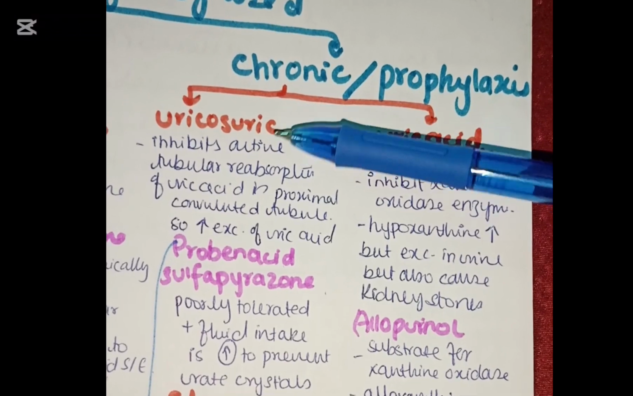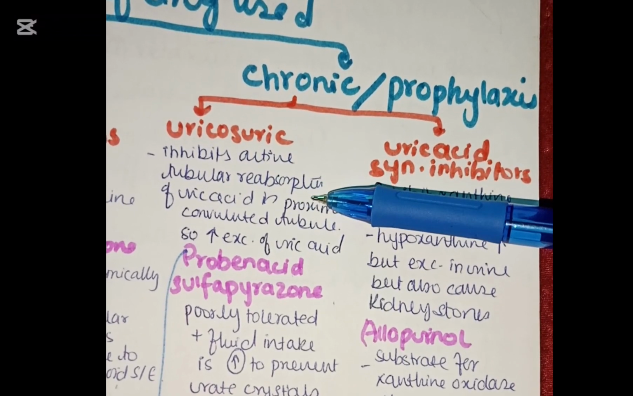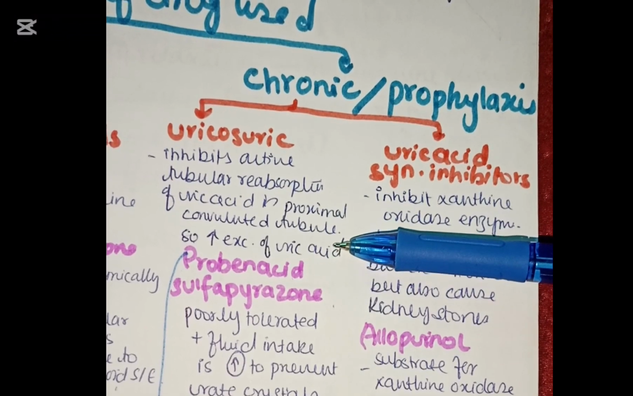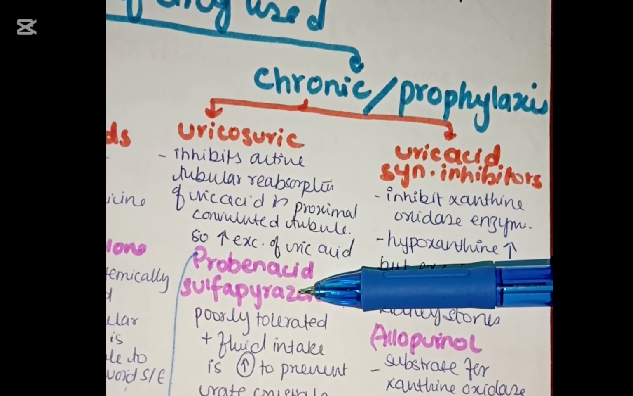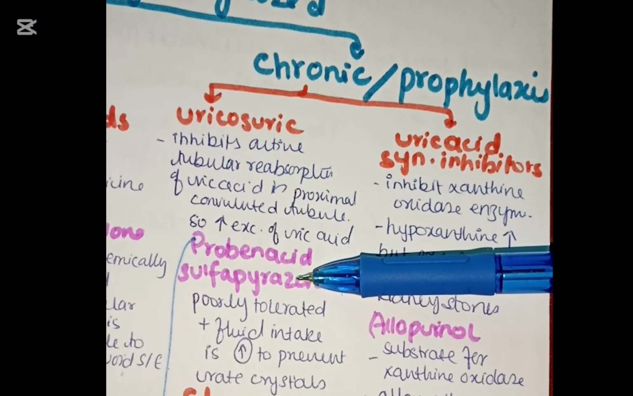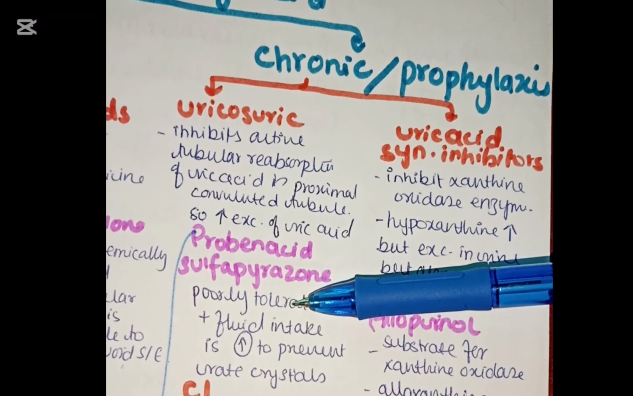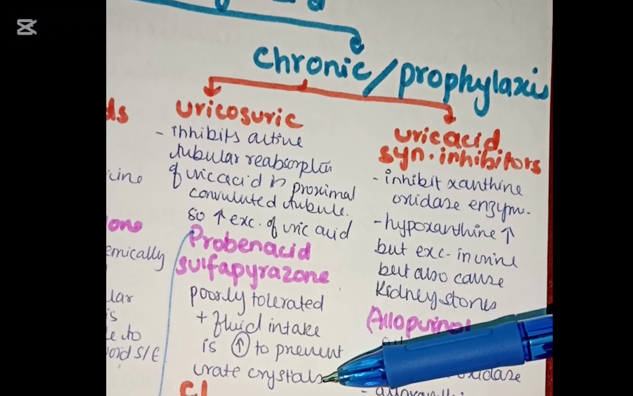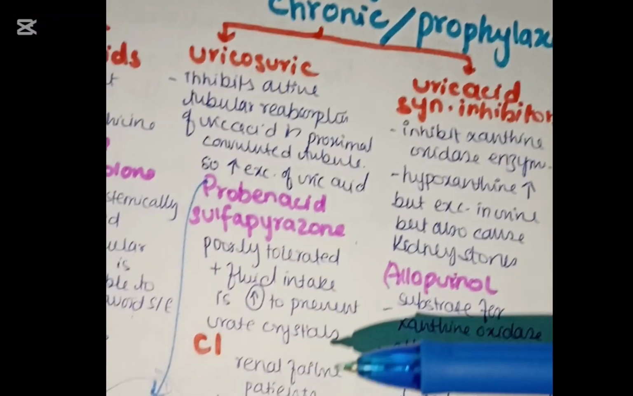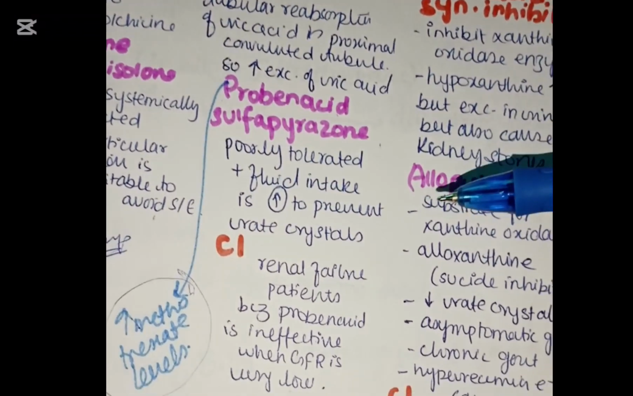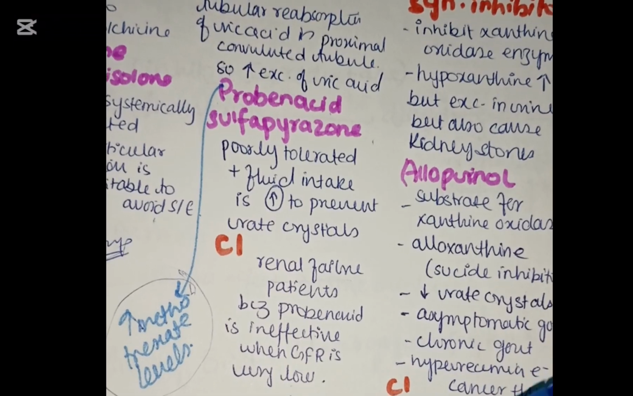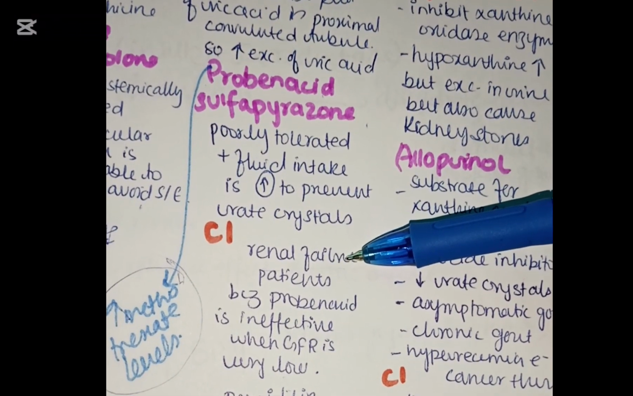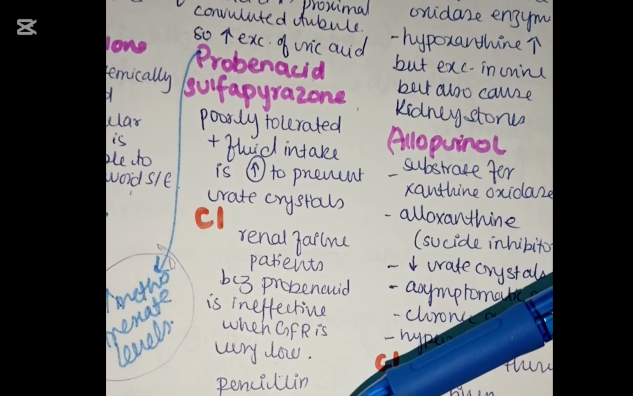Firstly, uricosuric agents inhibit the active tubular reabsorption of uric acid in the proximal convoluted tubule, so it increases the excretion of uric acid from the body. It includes probenecid and sulfinpyrazone. It is poorly tolerated, so it is advised to be given with increased fluid to prevent the urate crystals in the body. Its contraindication is that it is not given in the patient of renal failure, because probenecid is ineffective when GFR is very low.